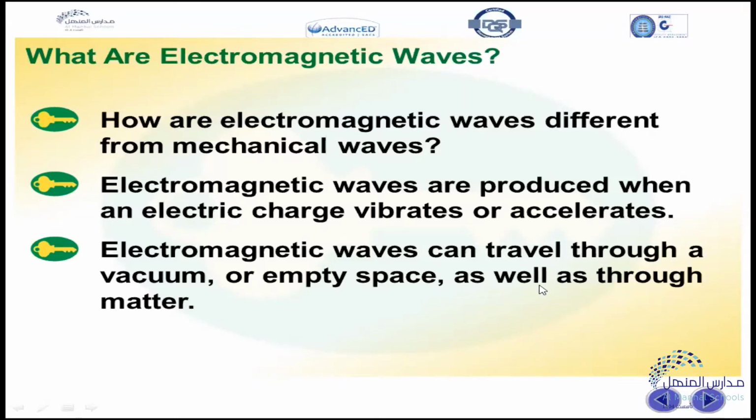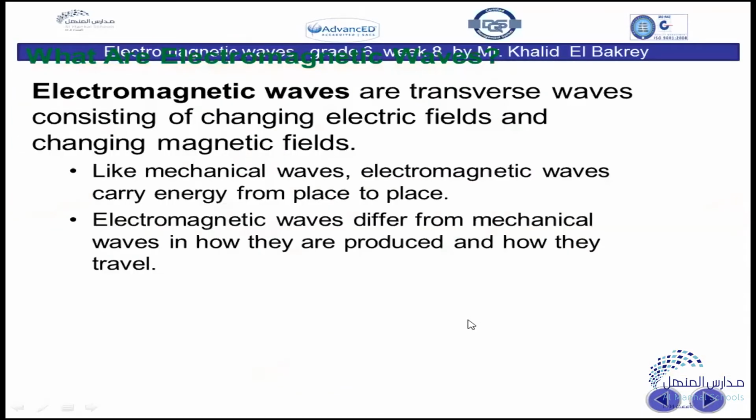Electromagnetic waves are produced when an electric charge vibrates or accelerates, while mechanical waves are produced when an object or a material vibrates. Here we speak about electric charge vibration. Electromagnetic waves can travel through vacuum or empty space. We said before the mechanical wave cannot travel unless there is a medium, and the medium is a material through which it can pass, like solid or liquid or gas.